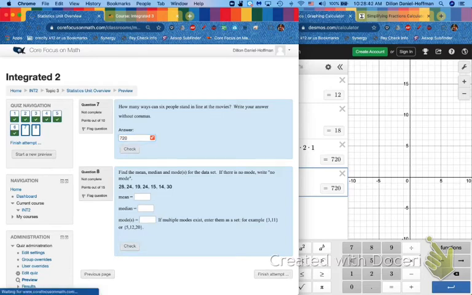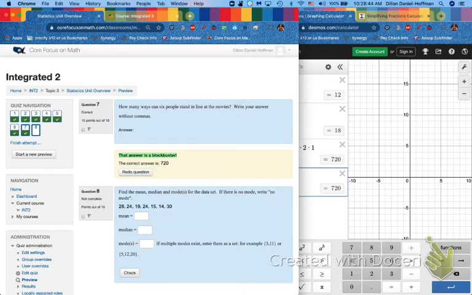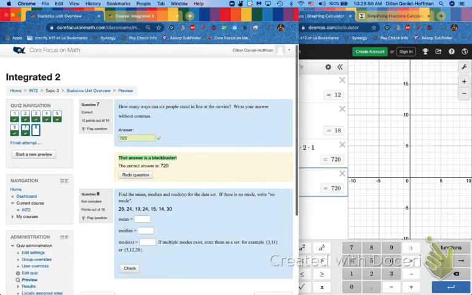So again, however many people you have, like 10 is my favorite, because 10 factorial is a really exciting large number. And because we're standing in line at the movies, RIP 90s, that answer is a blockbuster.